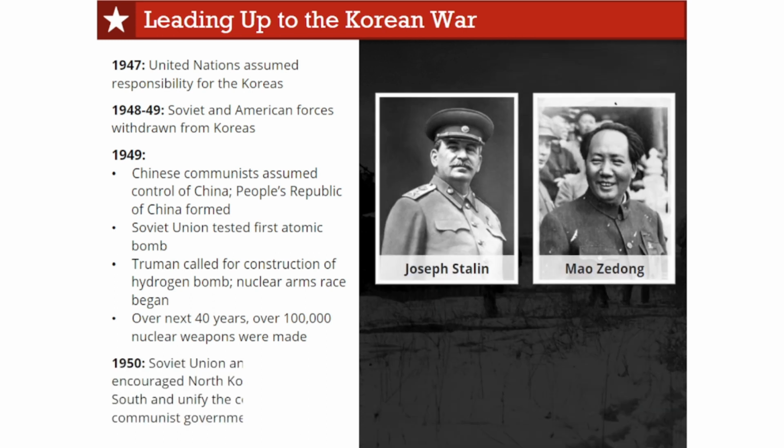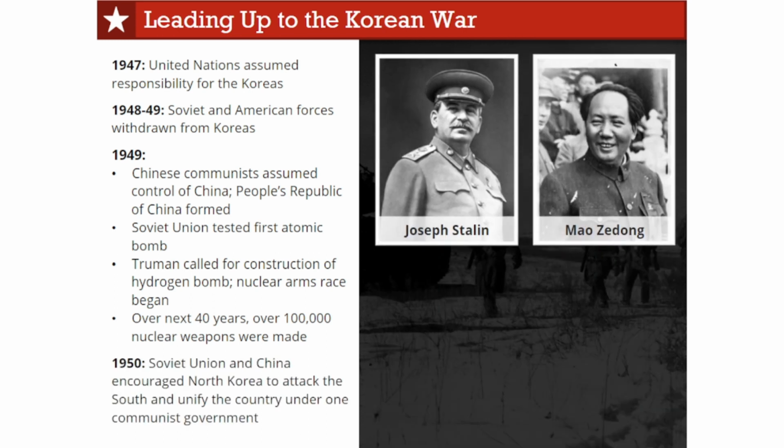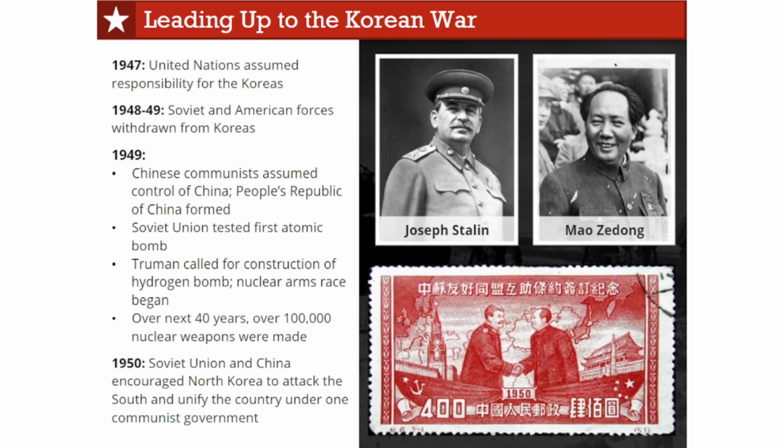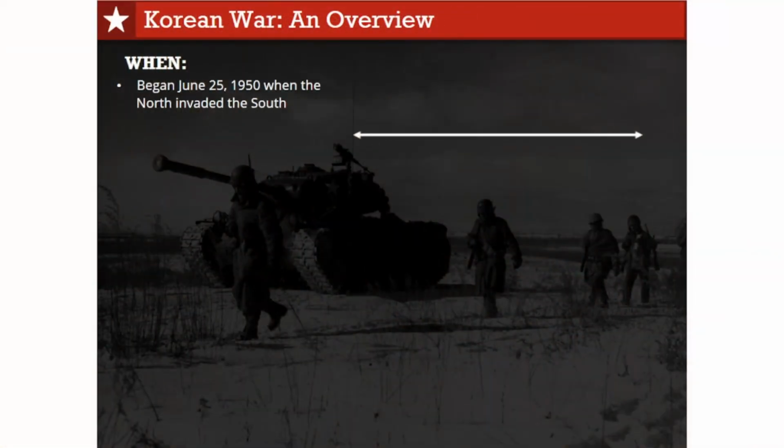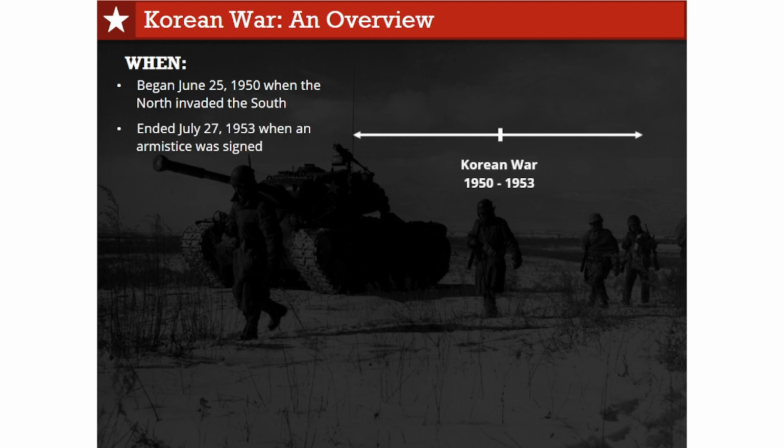As a new decade dawned, Joseph Stalin, leader of the Soviet Union, and Mao Zedong, leader of the People's Republic of China, were convinced that America's withdrawal from South Korea made it vulnerable to a communist assault. Stalin and Mao encouraged the North Koreans to plan an attack on the South and unify the country under one communist government. The Korean War began when North Korea invaded South Korea on June 25, 1950. The fighting ended on July 27, 1953, when an armistice was signed.